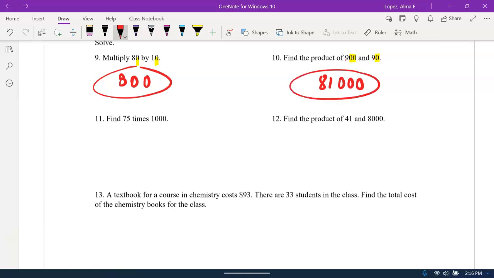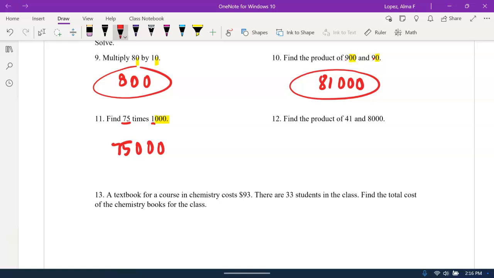Let's try it with this one. Now, only one of the numbers ends in 0, but it still works exactly the same way. We're going to start by bringing the 3 zeros down and then multiply what's left. 75 times 1 is 75.